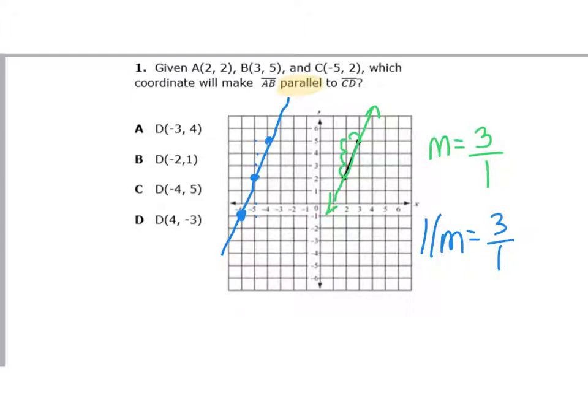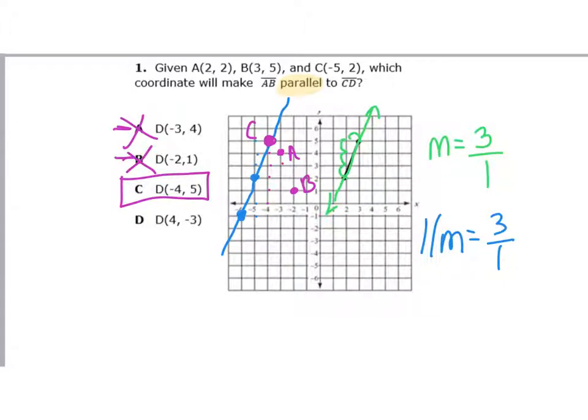Then I'm just going to check each point, starting with A, which is at -3, 4. So -3, 1, 2, 3, 4. Here is the point for choice A, which is not on the line. Then B, which is at -2, 1. There's B, which is also not on the line. C at -4, 1, 2, 3, 4, 5. There is C, and that is on the line, so that is my correct answer.